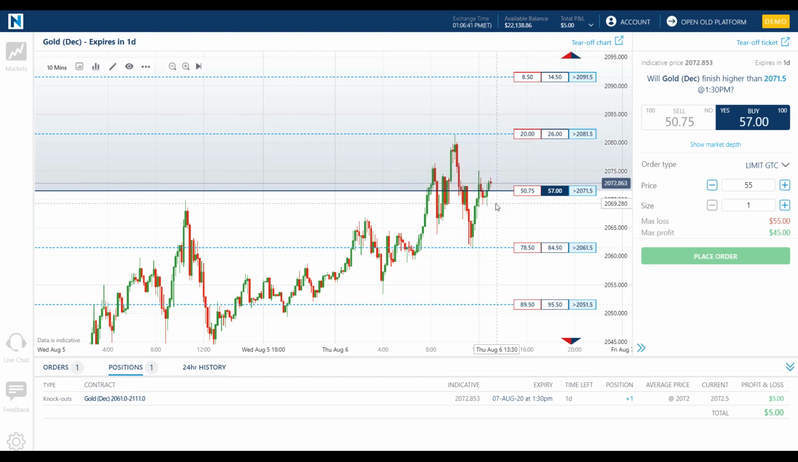Right now, if I thought in the next day gold were going to definitely get above 2081, remember I thought it's going to get up to 20. I thought it might get up to 2090.